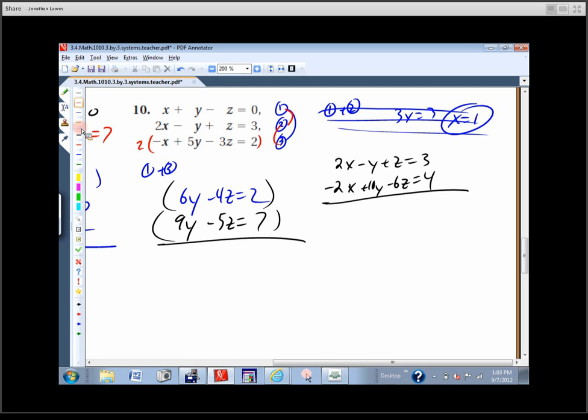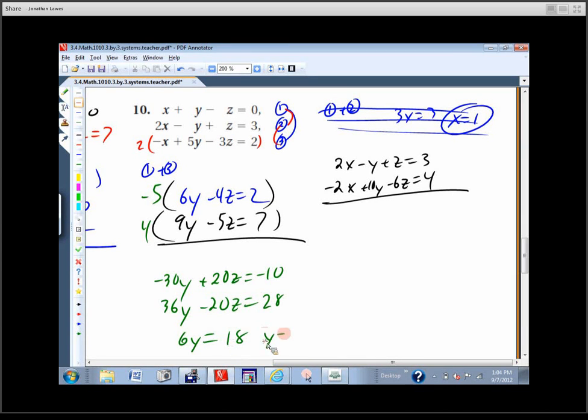So we're going to take this one, and I'm going to multiply the first one by a negative 5, and this one I'm going to multiply by a 4. So that's going to give me negative 30y. That's going to give me plus 20z. And that's going to be a negative 10 over here. This is going to be a 36y, a minus 20z. And this is going to be a 28. 6y, 18, y equals 18.